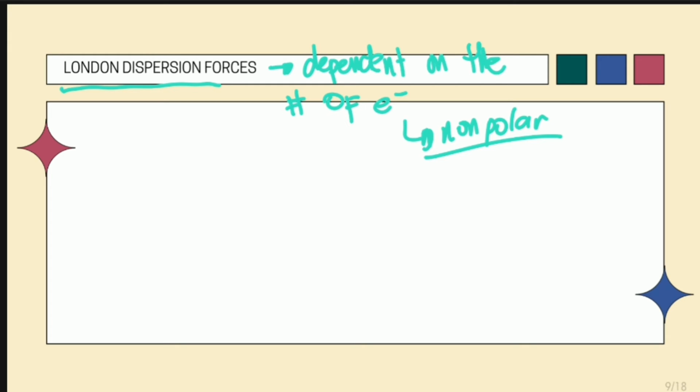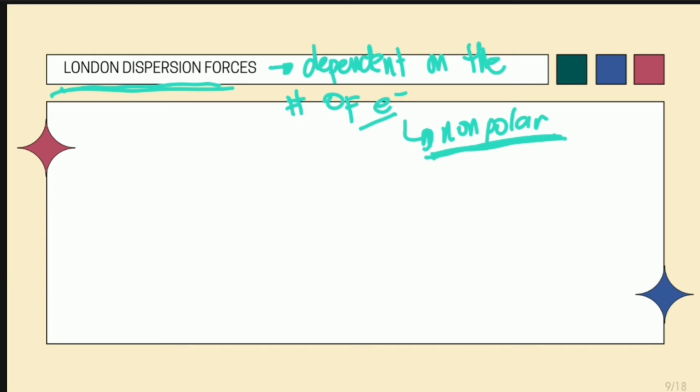Now, I have said a while ago that the London Dispersion Force is predominant in nonpolar molecules because nonpolar molecules have more electrons than polar molecules. So, they have more number of electrons than the polar molecules. Thus, they have greater LDF or London Dispersion Force. So, that's actually the relationship between the electron number, the nonpolar molecules, and the London Dispersion Forces.